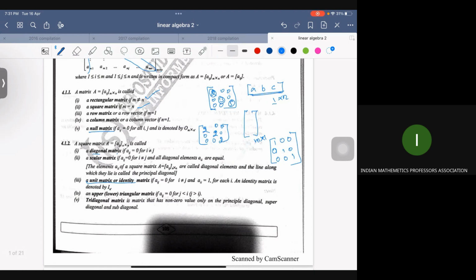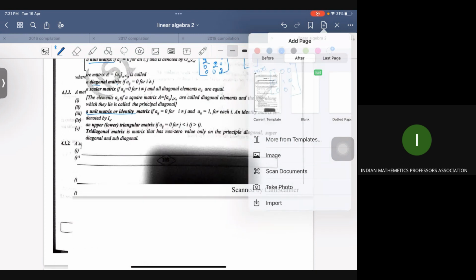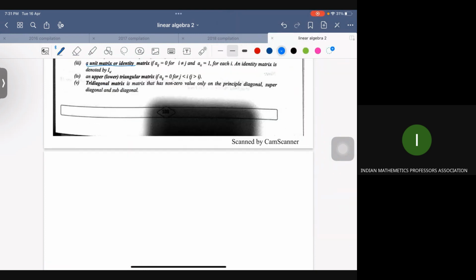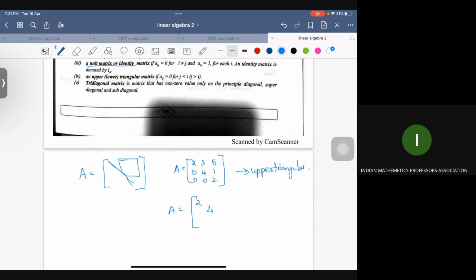And triangular matrices. A matrix A is said to be an upper triangular matrix if it has entries in the diagonal and above the diagonal. If the matrix has entries in the diagonal and above the diagonal, then this matrix is an upper triangular matrix. For example, A equals 2, 3, 4, 5, 0, 4, 1, 0, 0, 2. Then this matrix is an upper triangular matrix. A matrix is said to be a lower triangular matrix if it has entries below the diagonal. So this is a lower triangular matrix.